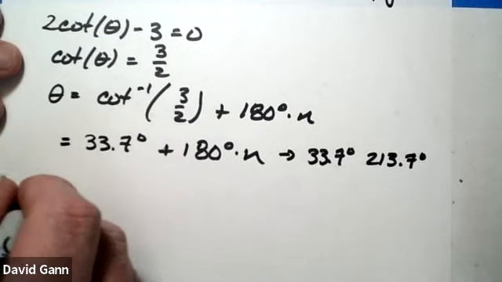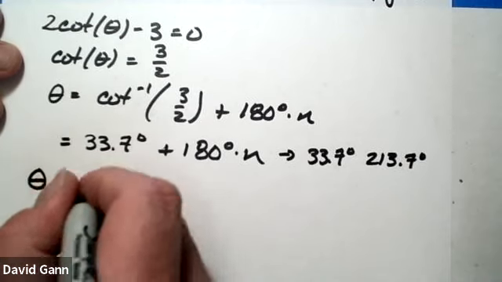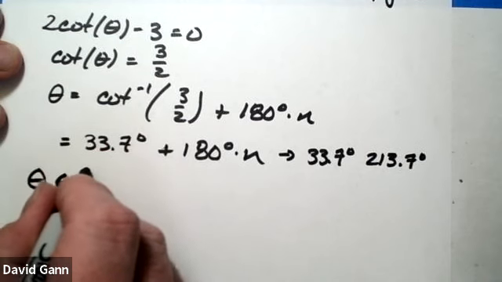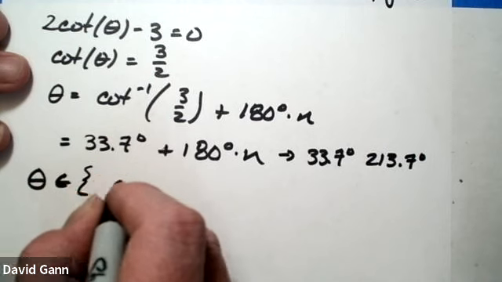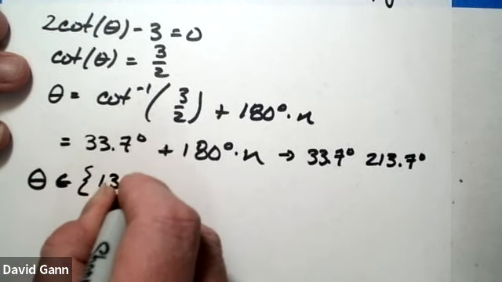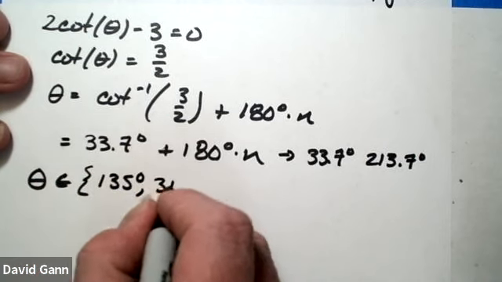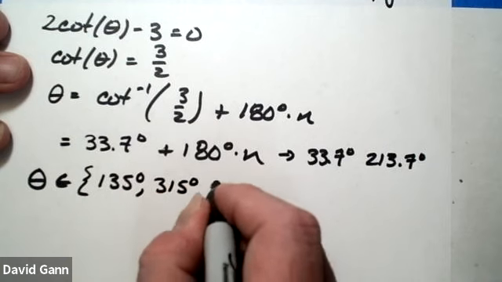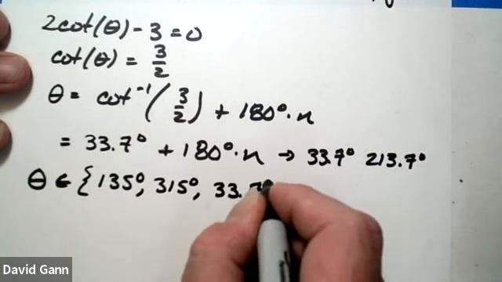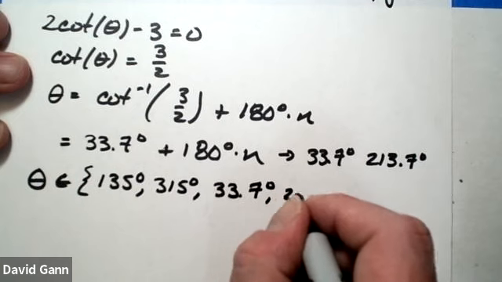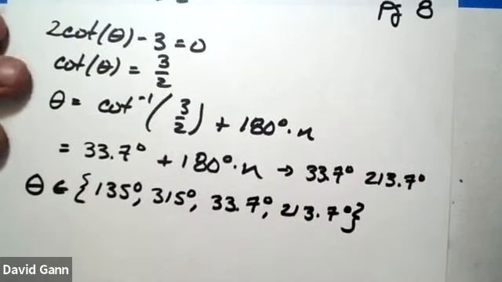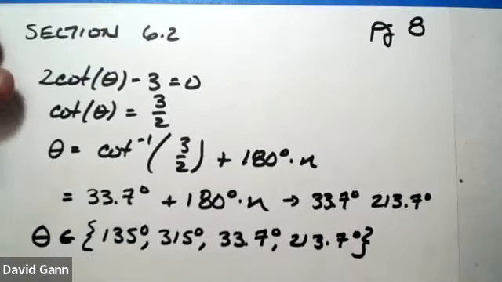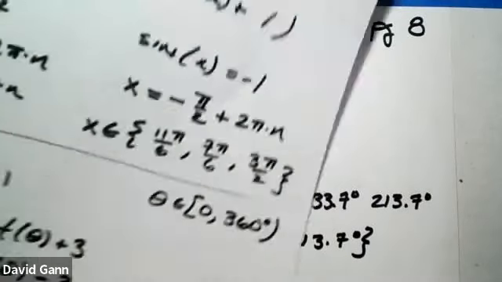Okay, so combining both these results, I have that theta is a member of the set containing the angles 135 degrees, 315 degrees, 33.7 degrees, and 213.7 degrees.